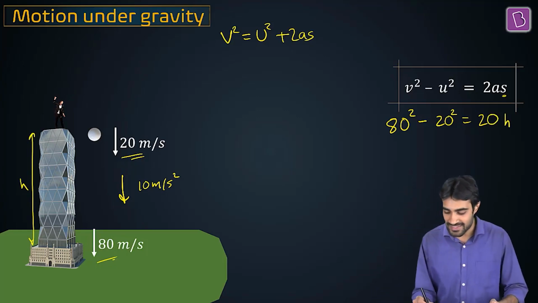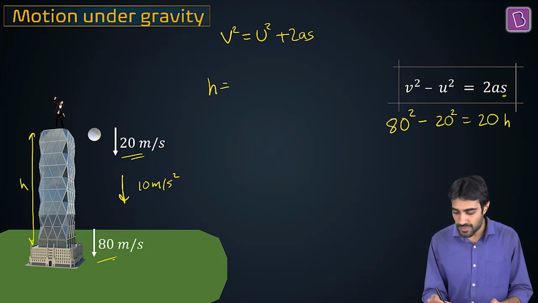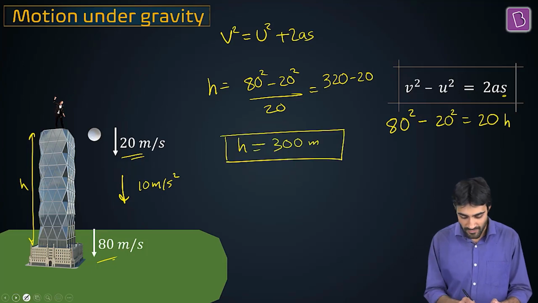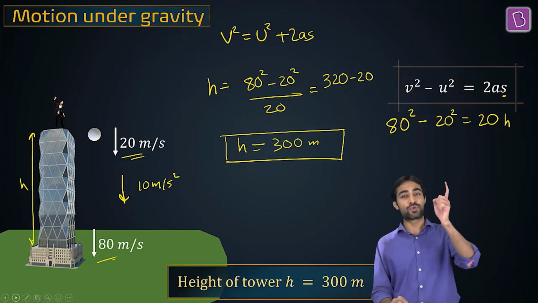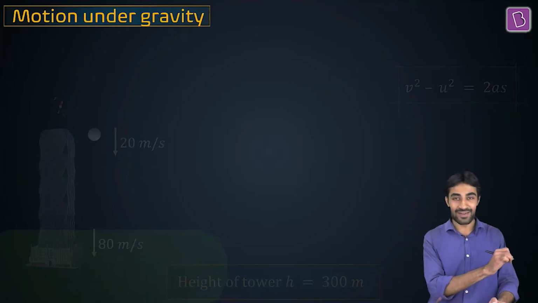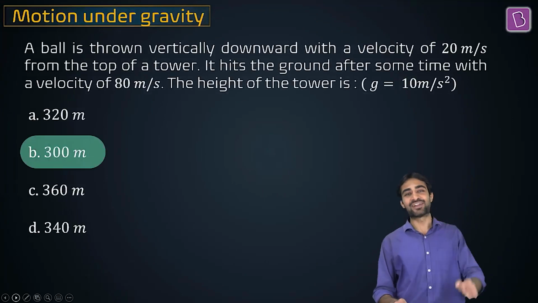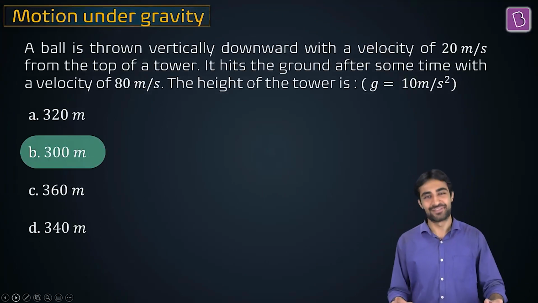And from this we can see H is coming out to be 80 square minus 20 square divided by 20, and this is giving us 320 minus 20. This is nothing but 300 meters. Yes. So we got the height of the tower. Height of the tower is 300 meter, and we can now go and mark option B as the right answer for this question.